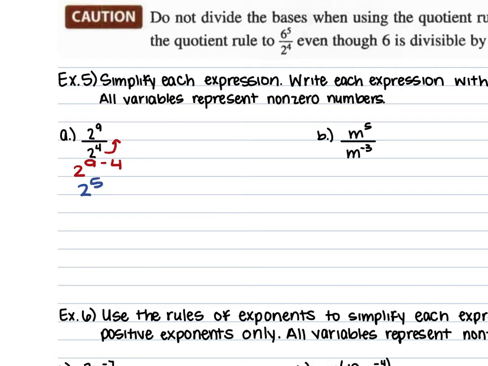Now this 2 to the 5th power, you can also simplify. It's just 2 times itself 5 times, which gives us 2 times 2, which is 4, times 2, which is 8, times 2, which is 16, times 2, which is 32.